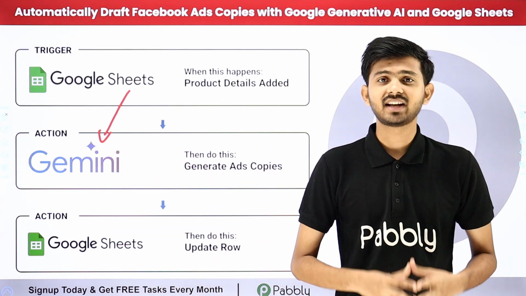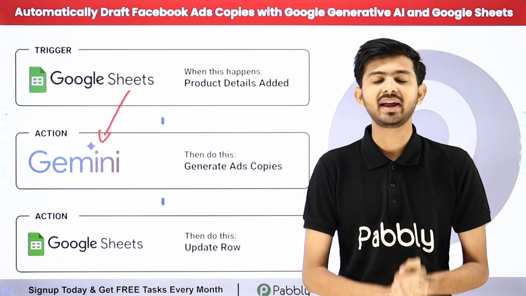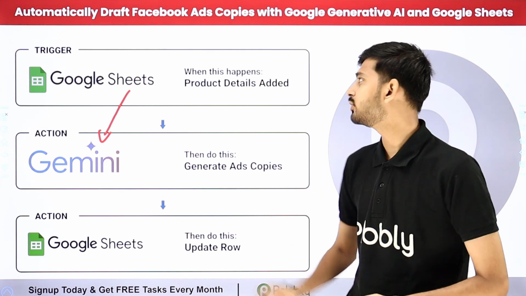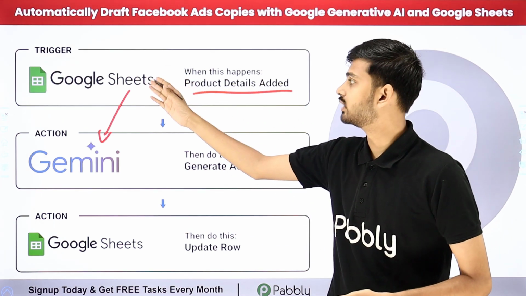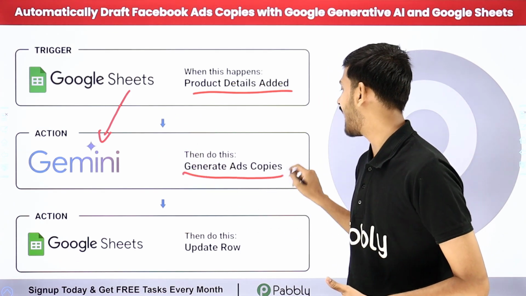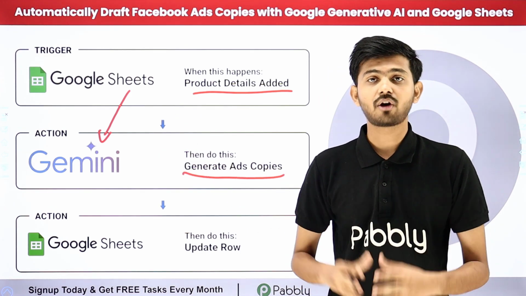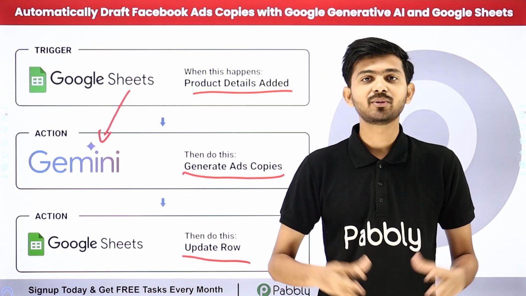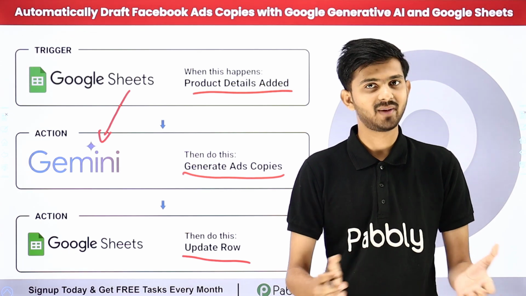For building this connection, I'm going to use Pably Connect, which is an amazing software for automation and integration. Now with Pably Connect, as I add new details of products in Google Sheets, I'm going to automatically generate ad copies using Google Generative AI, and after generating those copies, I'm going to add them back in my Google Sheet. So how am I going to build this connection? For that, let me take you to my computer screen.